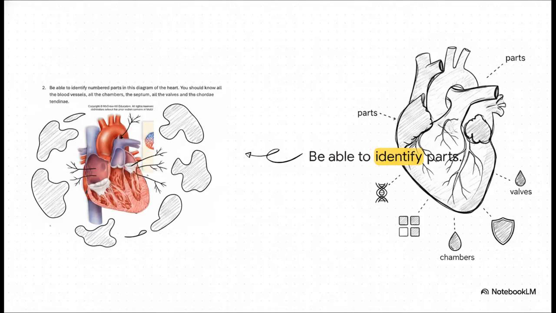So, looking directly at our source material, we've got a pretty clear directive. Be able to identify numbered parts in this diagram of the heart. Specifically, our checklist demands that we locate all the blood vessels, all the chambers, the septum, the valves, and this really interesting structure called the chordae tendinea. Now, I know, it sounds like a whole lot of Latin and heavy medical jargon, but don't worry, we're going to break it all down visually so it makes perfect sense.